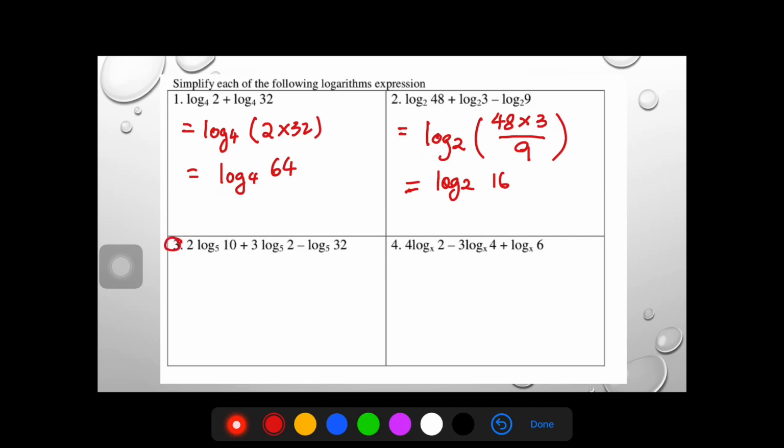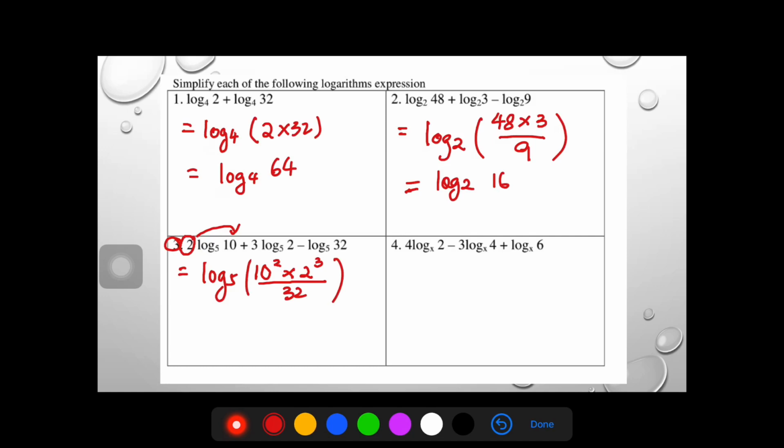So question number 3. 2 log base 5 of 10 plus 3 log base 5 of 2 minus log base 5 of 32. So according to the law of logarithm, this number can be brought up here to become power. So it will become log base 5 of 10 square multiplied with 2 cube divided by 32.